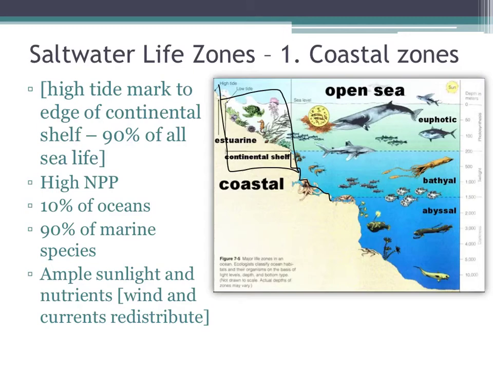It varies in different areas. So the coastal zone is from the high tide mark to the edge of the continental shelf. About 90% of all sea life is in there. That stat's important. Keep that in mind. Very high net primary productivity, again, because there's a lot of photosynthesizers. It only occupies about 10% of the oceans, but about 90% of the marine species do live there. The reason? There's ample sunlight and nutrients. If there's sunlight, there's producers, thus the base of the food chain, and then we have a lot of animals.